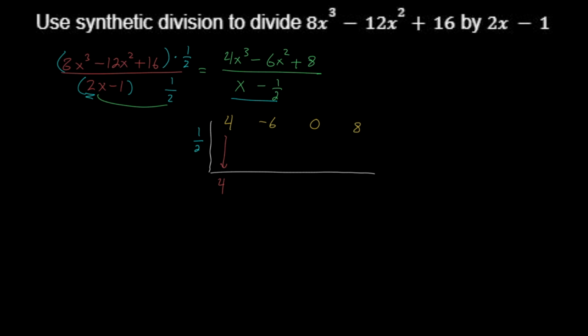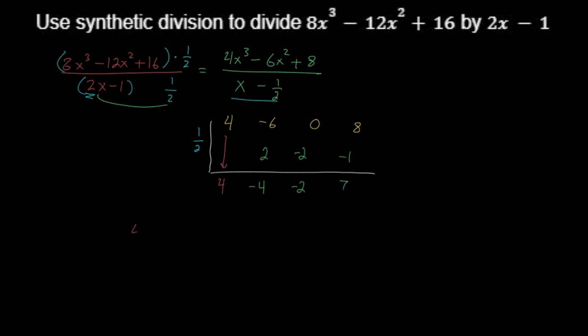1/2 times 4 is 2. Multiply, add, multiply, add. So negative 6 plus 2 is negative 4. Again, we'll multiply. 1/2 times negative 4 is negative 2. Add vertically, we got negative 2. Multiply again. 1/2 times negative 2 is negative 1. And then add vertically, we got positive 7. So here's what we have.